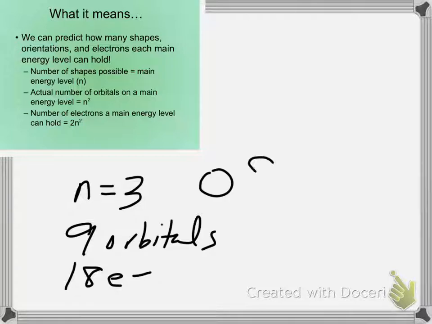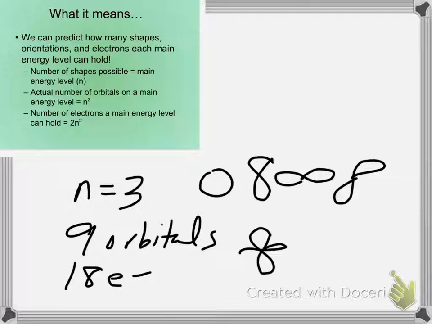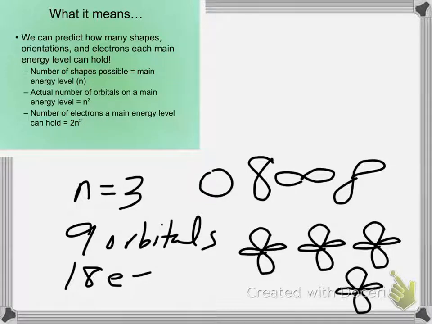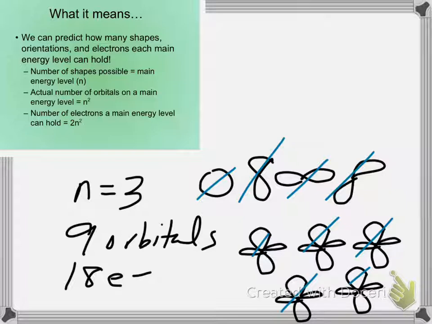Well, let's review what we know about the third main energy level. We have 1 s. We have 3 p's. We're up to 4. And I'm just going to copy this a couple times. And 5 D's. So that gives me 1, 2, 3, 4, 5, 6, 7, 8, 9. That works. You all right?